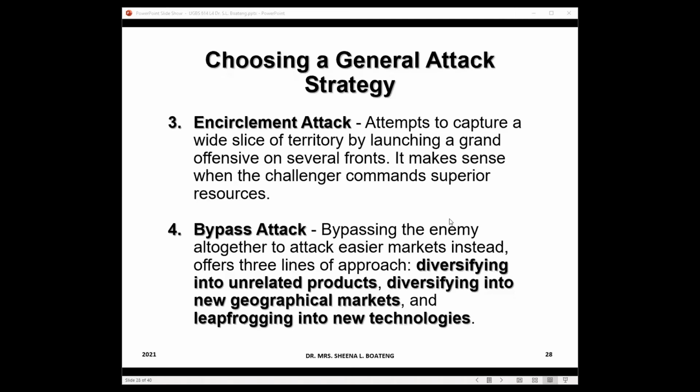And from then on, Java was being used in all manner of consumer electronics. An attack that Microsoft did not see coming. So that is a typical example of an encirclement attack, where Sun Microsystems was able to capture a wide slice of the territory through this offensive that they used by encircling Microsoft.